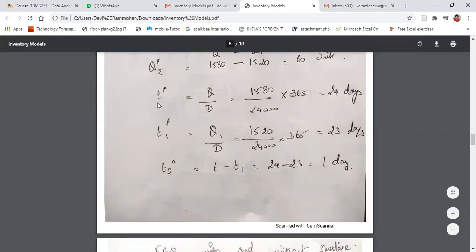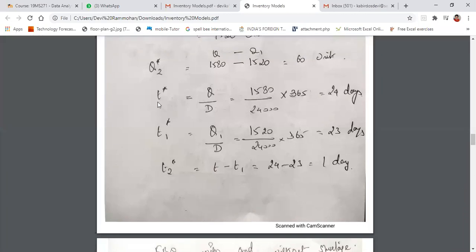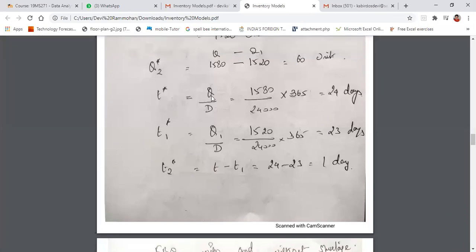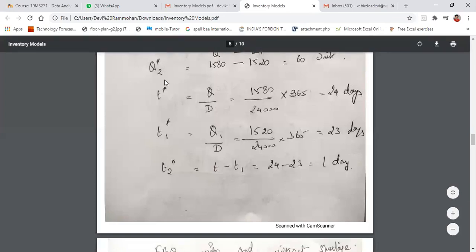Now my cycle time. So what is my cycle time, right? I am placing an order, and this is my EOQ. So for how many days do I have to place an order? When I'm calculating the number of days, I use 365. If you put 12, you will get the number of months, right? So Q by D is my EOQ, 1,580 divided by my annual requirement, 24,000, into 365. So every 24 days, I have to place an order. That is my cycle time, every 24 days.